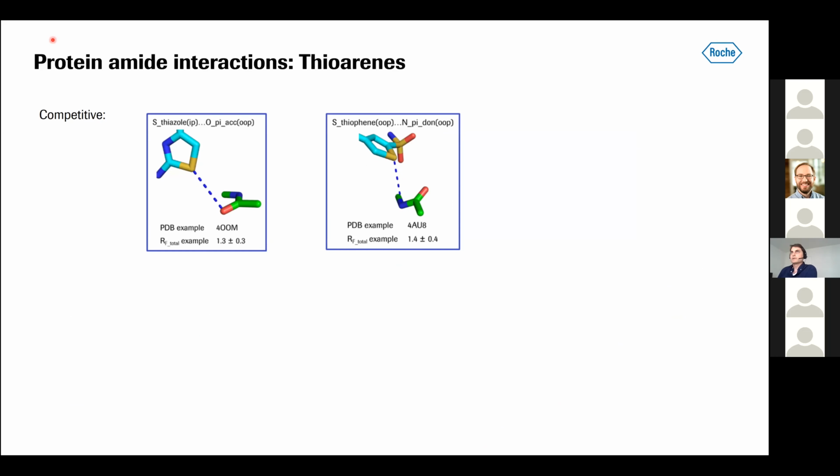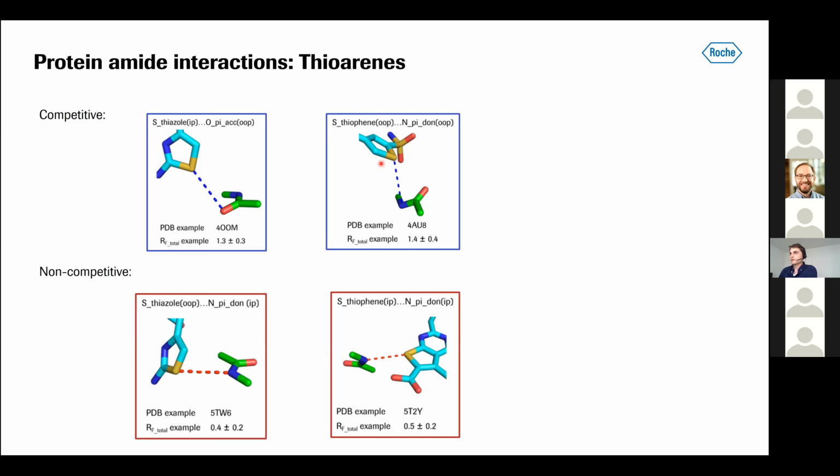Here's another study of molecular recognition aspects, similarly to the halogens. Also, sulfur does have this sigma hole at the extension of the sigma bond, and you can see that thiazoles, for example, when placed on top of the carbonyl, also exhibit this RF value above 1. And we also see for a stacking geometry RF values.